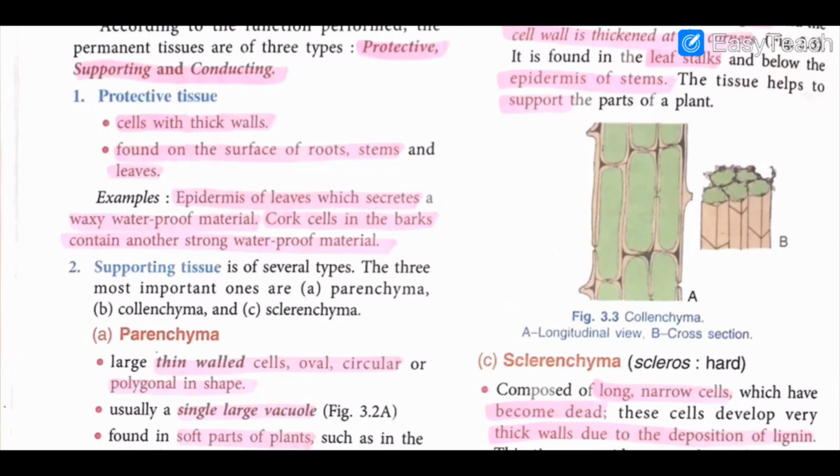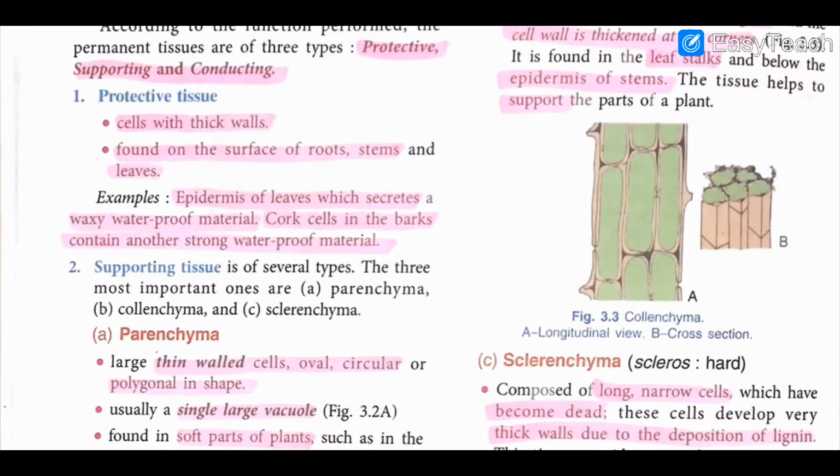Starting off with parenchyma. Parenchyma are large, thin-walled cells, oval, circular, or polygonal in shape. There usually is a single large vacuole. It is found in the soft parts of a plant, such as the cortex, the outer region, the pith, and the central region. It may store food in potatoes, and they provide temporary support to the plant. Now, some parenchyma cells, particularly in the leaf, contain chloroplasts, and they are termed chlorenchyma. Chloro means green, and chlorenchyma helps the leaf to produce food by photosynthesis.